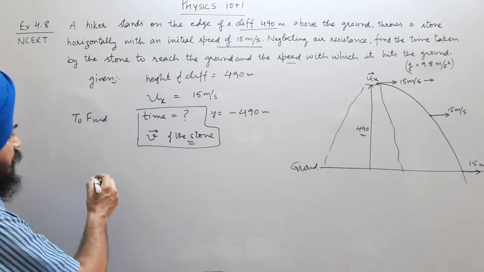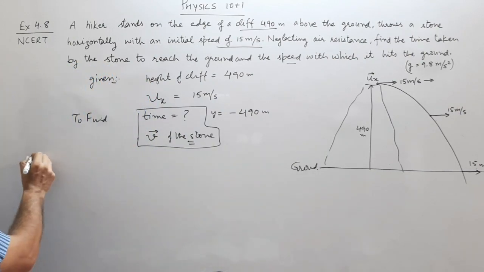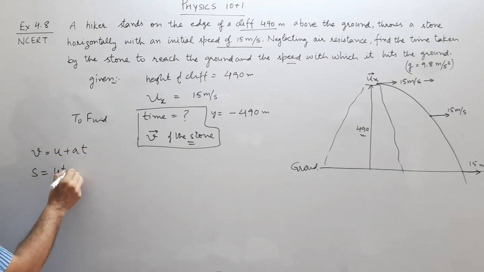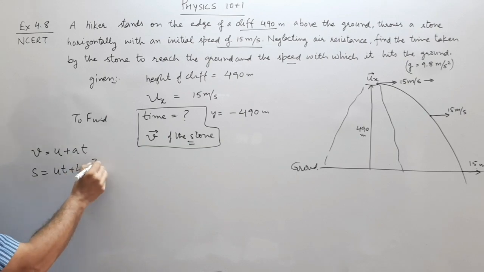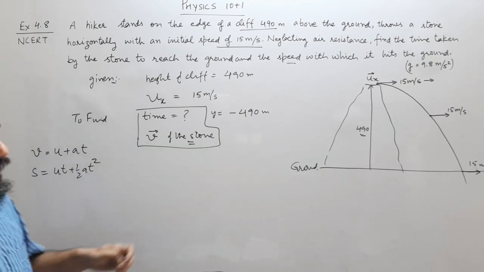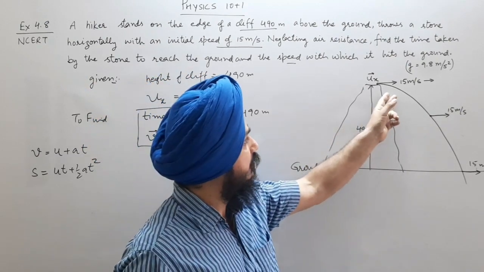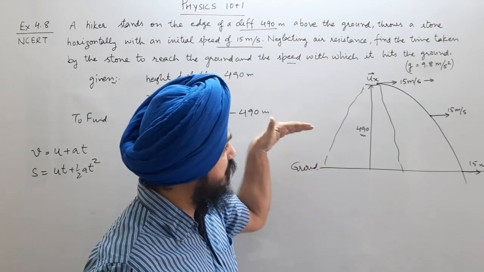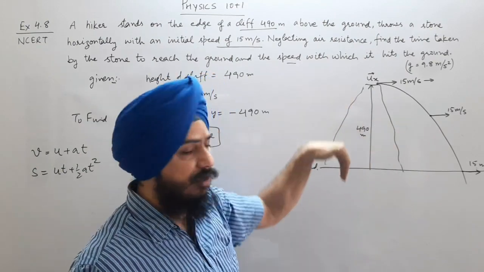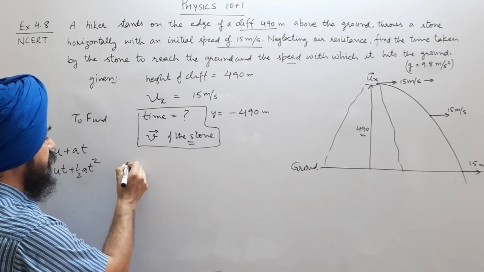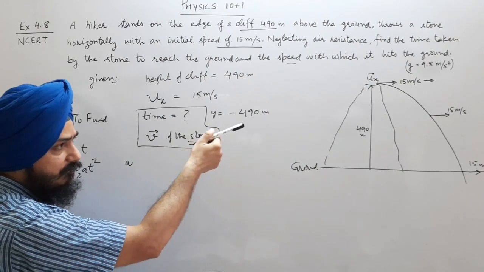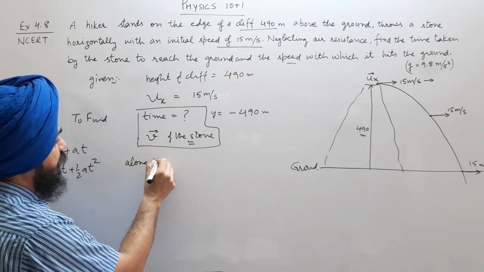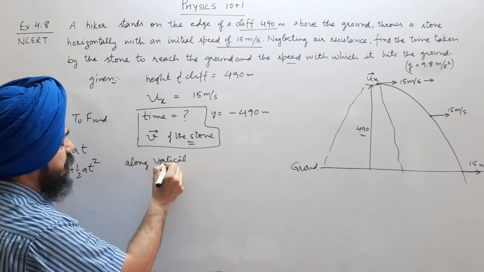Now we have equations of motion as v equals u plus at and s equals ut plus half at square. Using these we will find the values. The motion of this projectile is a combination of two separate motions, one along the x-axis and the other along the y-axis. We are concerned about the y-axis only, because whatever changes is along the y-axis. Vertical is the y-axis.